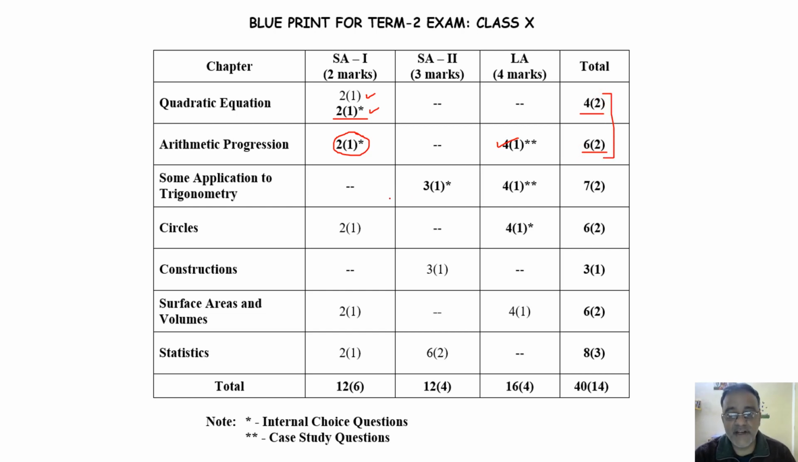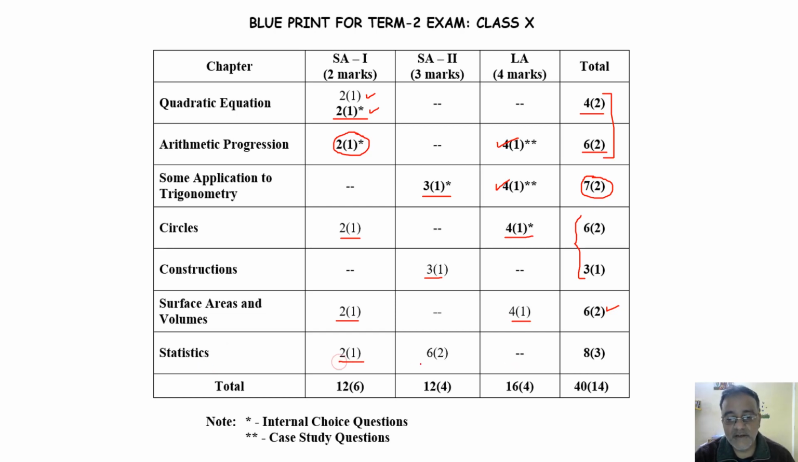एंड सम एप्लीकेशन ऑफ ट्रिग्नोमेट्री में 3 मार्क्स में इंटरनल चॉइस है एंड 1 केस स्टडी क्वेश्चन एंड दिस यूनिट इज ऑफ 7 मार्क्स, राइट? एंड द सर्कल्स 2 मार्क्स 1 क्वेश्चन विदाउट चॉइस एंड 4 मार्क 1 क्वेश्चन इज देयर विथ चॉइस. सो टोटल 6 मार्क्स. कंस्ट्रक्शन एक 3 मार्क्स का है. ये दोनों मिला के 9 मार्क्स का ज्योमेट्री पोर्शन है. नाउ सरफेस एरियाज एंड वॉल्यूम 1 2 मार्क क्वेश्चन एंड 1 4 मार्क क्वेश्चन इज देयर एंड टोटल 6 मार्क्स का यूनिट है ये. नाउ द लास्ट यूनिट स्टैटिस्टिक्स इज ऑफ 8 मार्क्स.